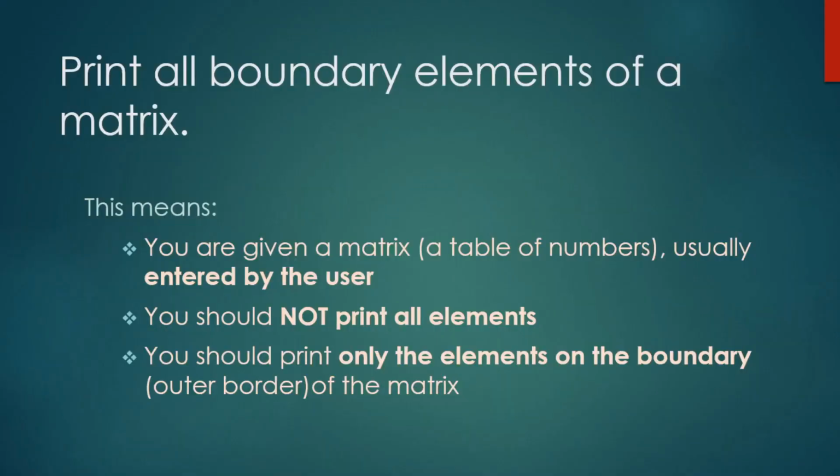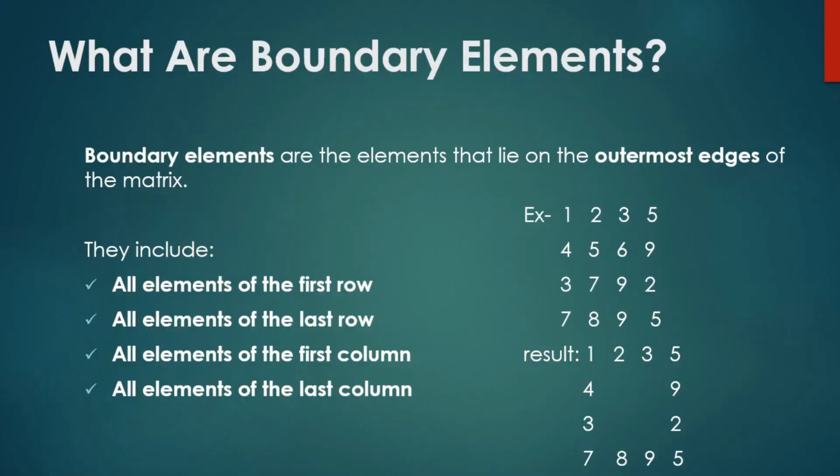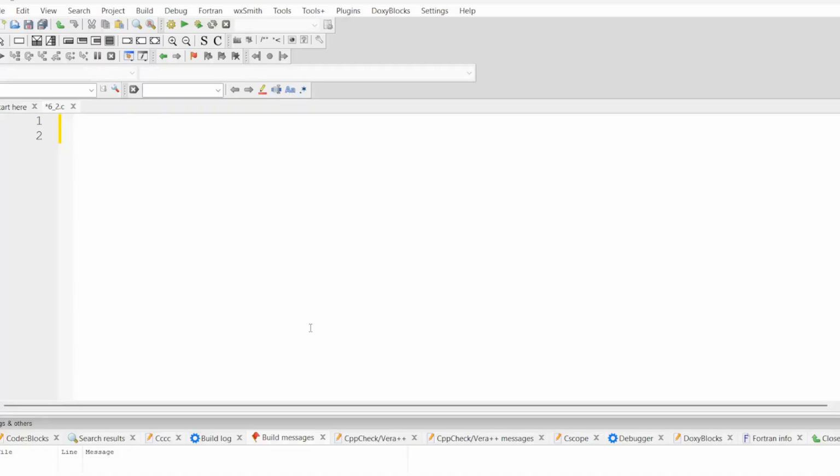Okay, we are given a matrix with R number of rows and C number of columns. Our task is to print only the boundary elements of the matrix. What are the boundary elements? Boundary elements are all elements of the first row, all elements of the last row, all elements of the first column, and all elements of the last column. All the inner elements should not be printed. Okay, let's go to the code.